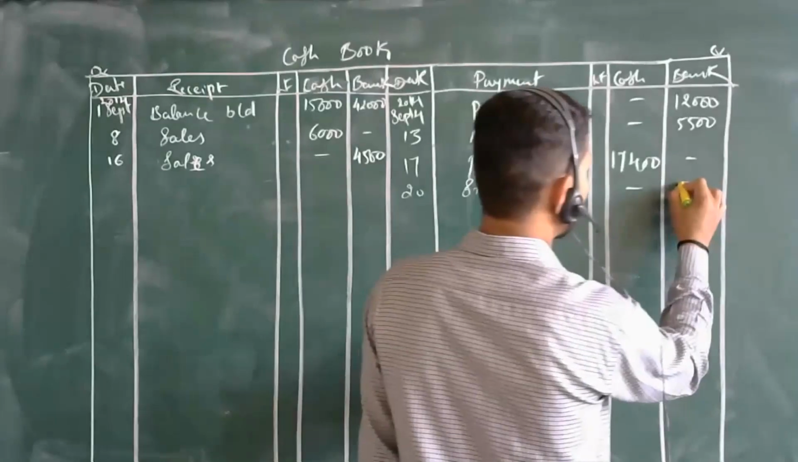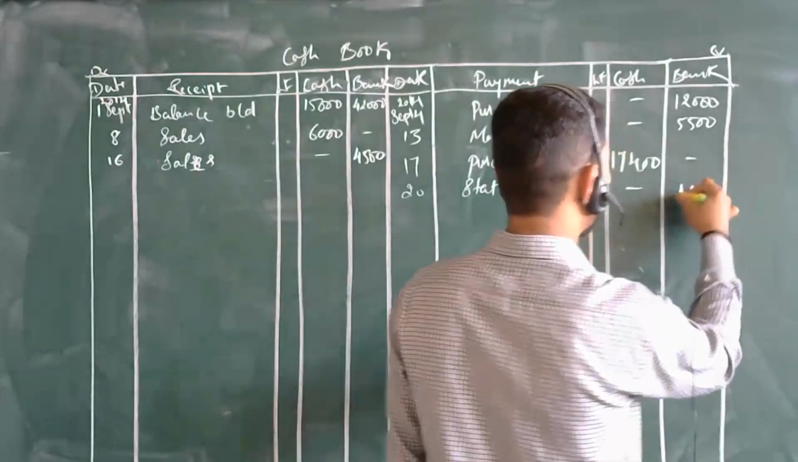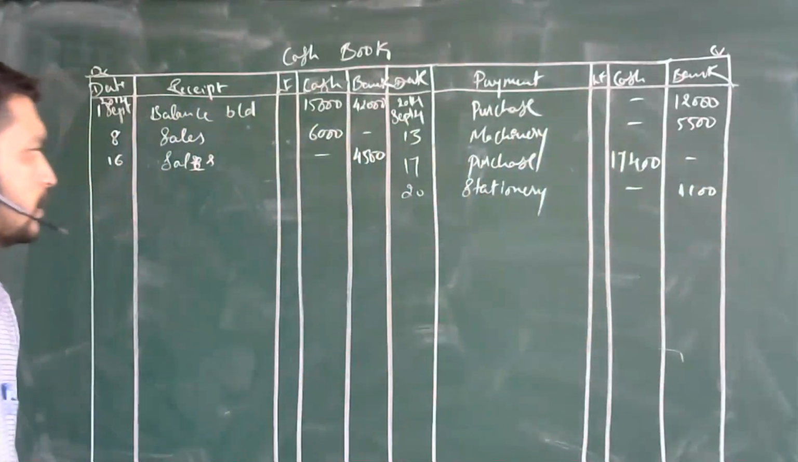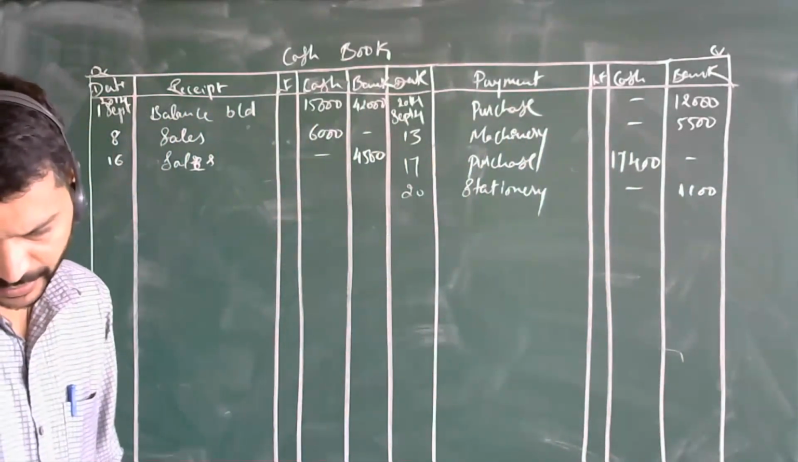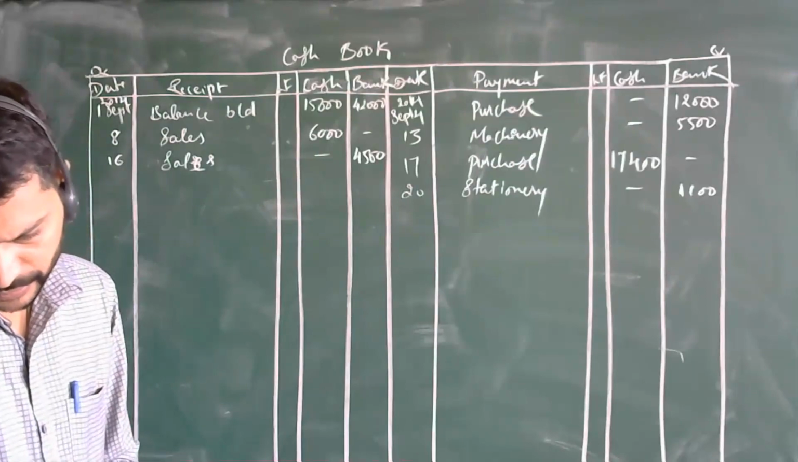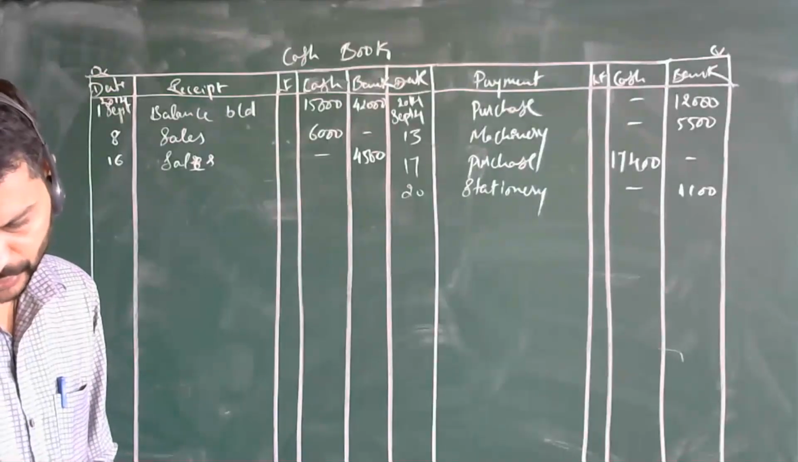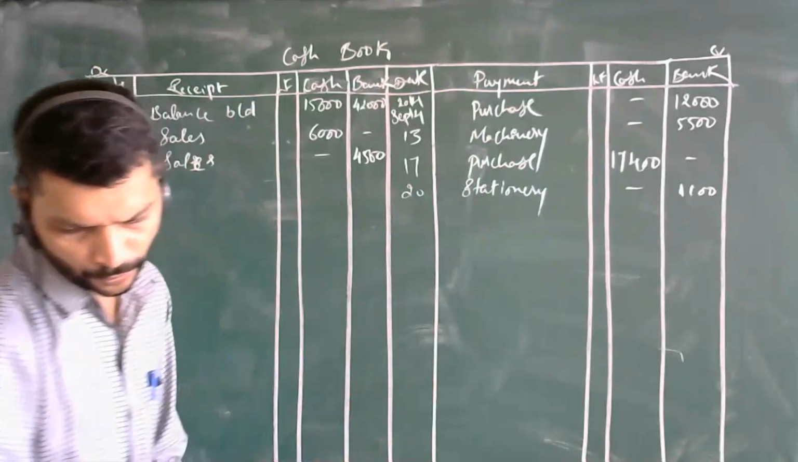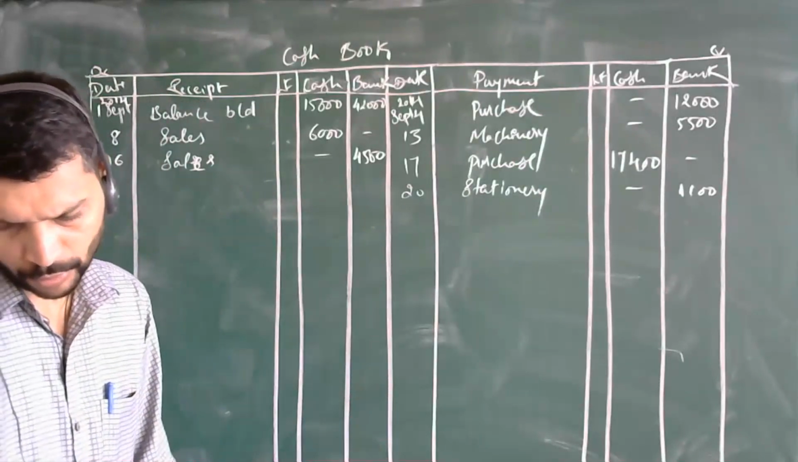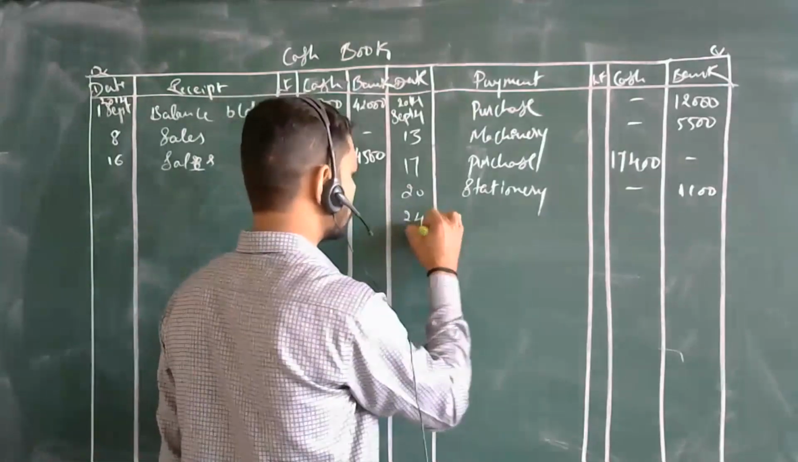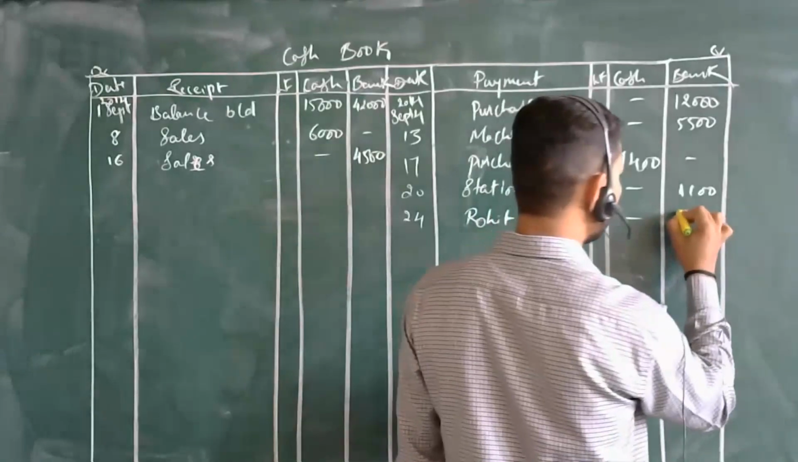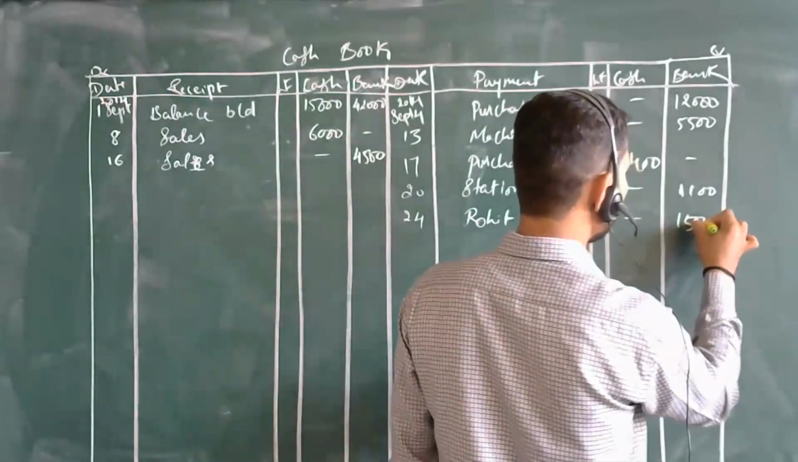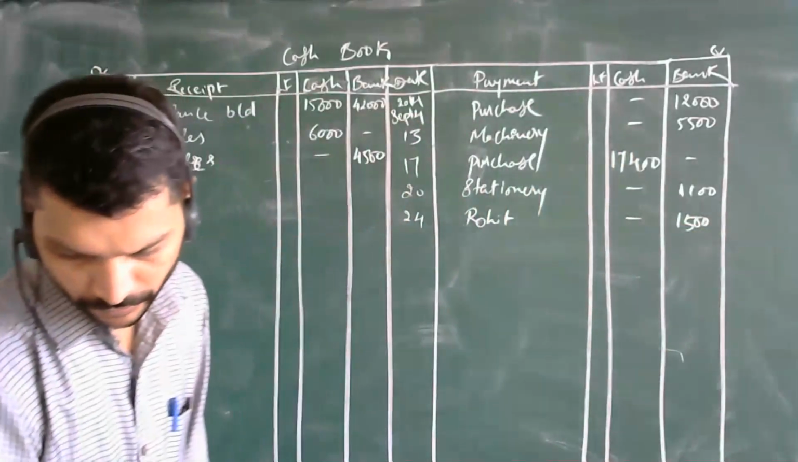By check means here 1,100. Yes. Next 20, after 20, that given check to Rohit means you are paying him. It is on 24th. Amount is 1,500. Rohit. 1,500, right? Right. Yes, sir. Amount is 1,500. Okay.